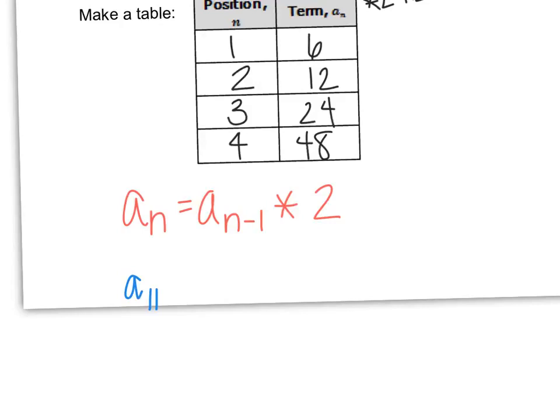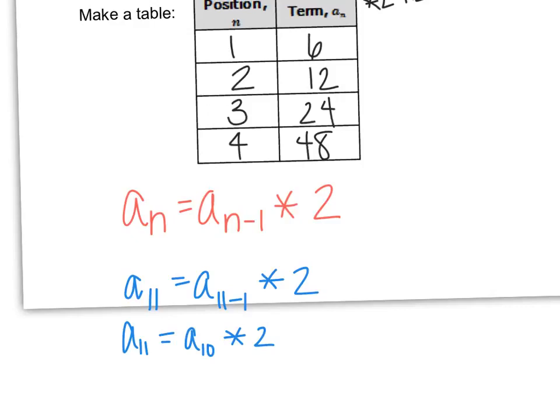So if I want the 11th term, then I need to find the a sub 11 minus 1 term times 2. What's 11 minus 1? 10. So this is saying that to find the 11th term, I have to know what the 10th term is, and then I can multiply that by 2. Because that's what we multiplied by on this problem.